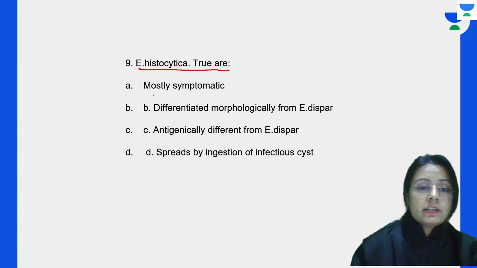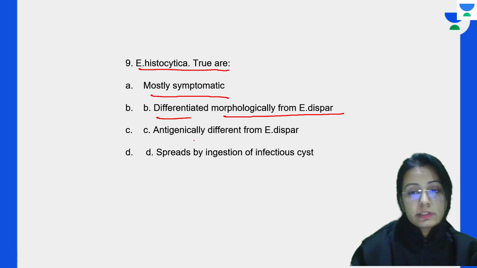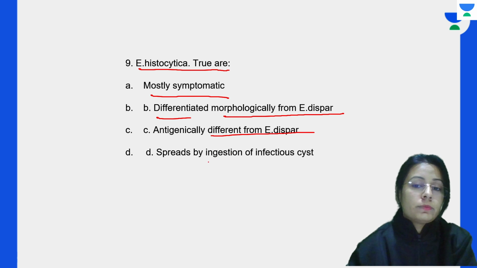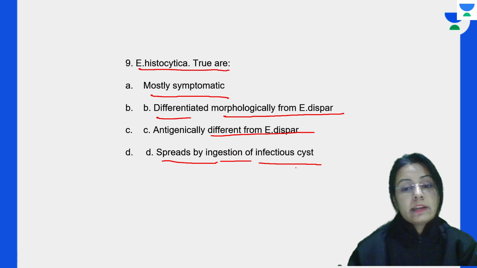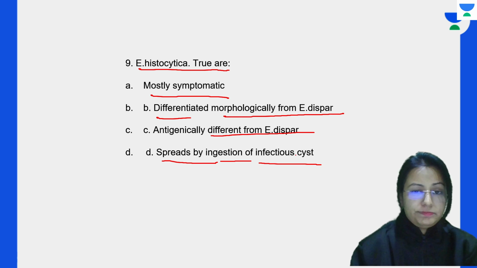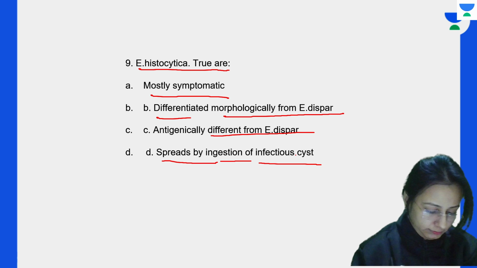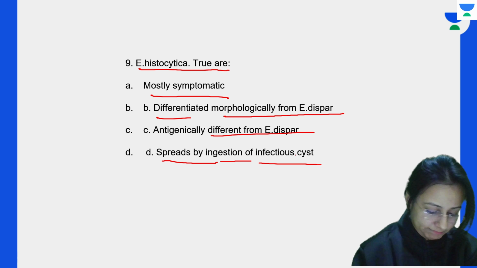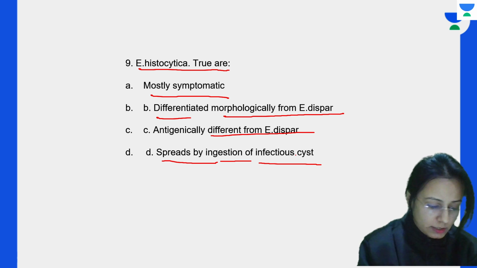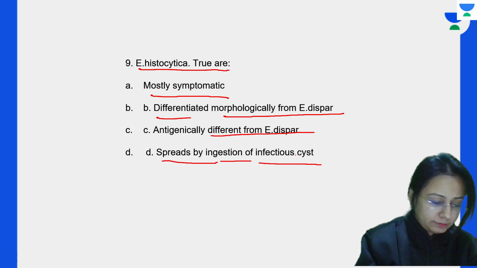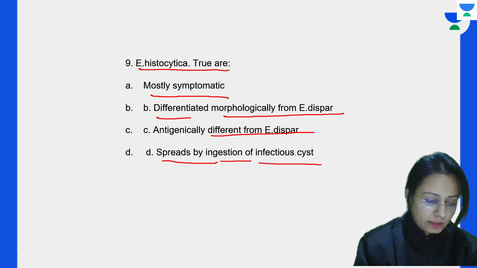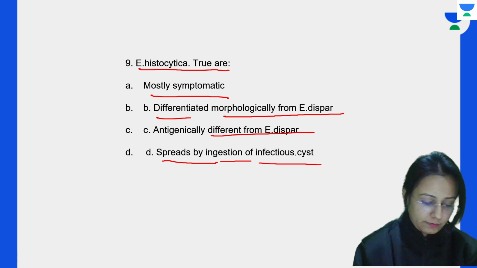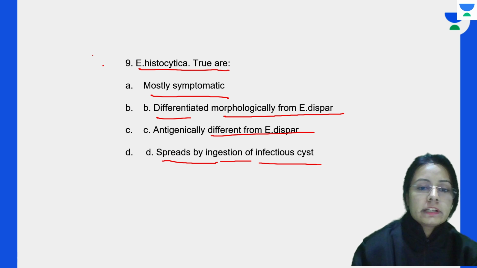For Entamoeba histolytica, which is the true statement: it is mostly asymptomatic, differentiated morphologically from E. dispar, antigenically different from E. dispar, or spreads by ingestion of the infectious cyst. So the true statement is... Yes, so which of the following is the true statement?